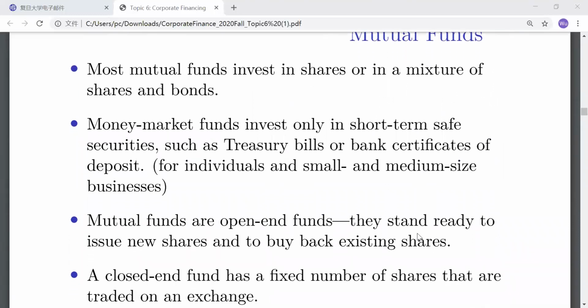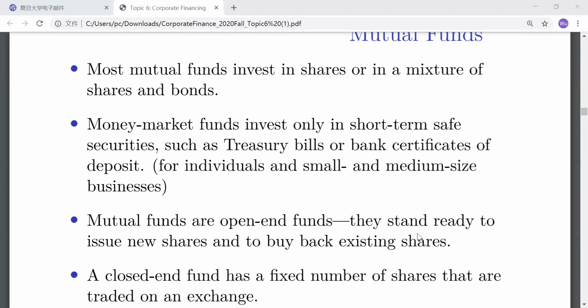And most mutual funds invest in shares or in a mixture of shares and bonds, right? And money market funds invest only in short-term safe securities like treasury bills. But treasury bills are quite short-term, right? Because the maximum maturity for treasury bills is like 1 year, right? They're usually 6 months. And they're usually for individuals and small and medium-sized businesses, right?